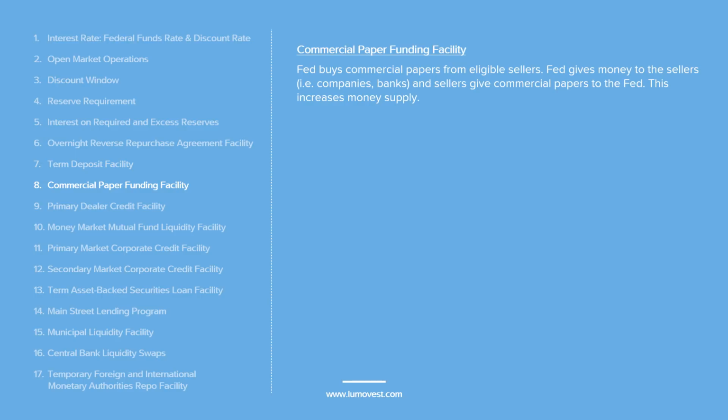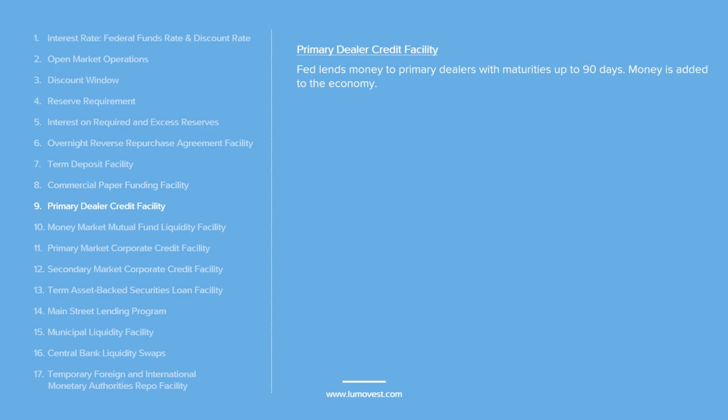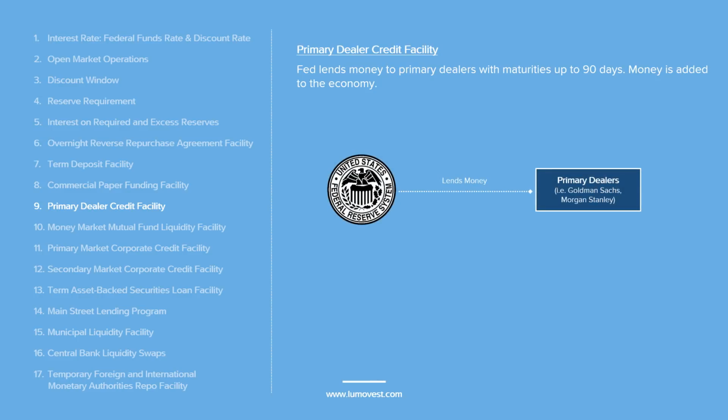The Commercial Paper Funding Facility is the Fed's tool to buy commercial papers from eligible sellers. Commercial papers are short-term debt issued by companies that mature within 9 months. So when the Fed buys commercial papers from institutions, the Fed receives the commercial papers and money is given to the sellers. Commercial papers are removed from the economy and money supply is added. This increases money supply. The Primary Dealer Credit Facility allows the Fed to lend money to primary dealers overnight. Primary dealers can include banks as well as securities brokers.